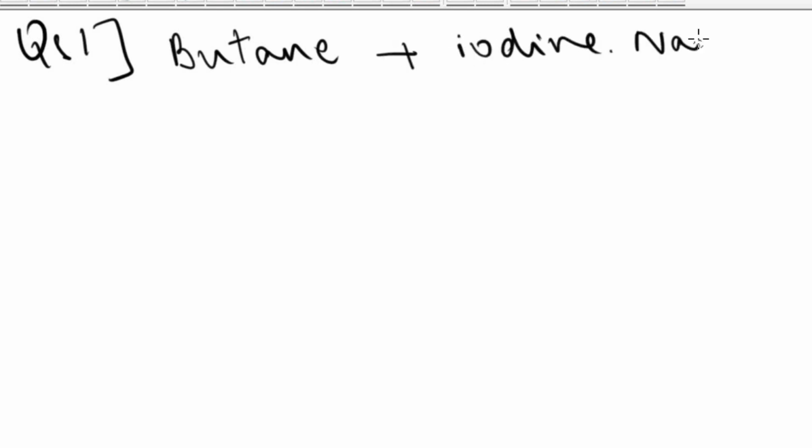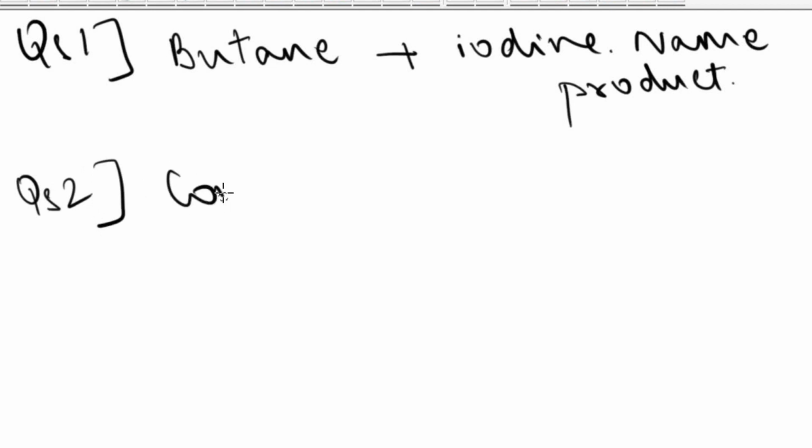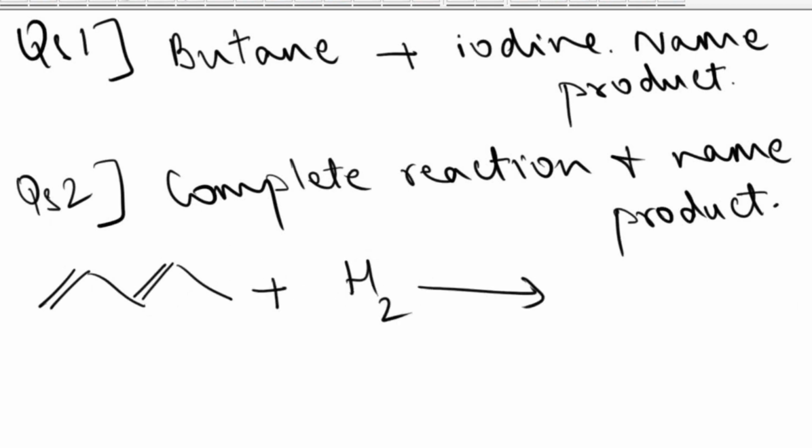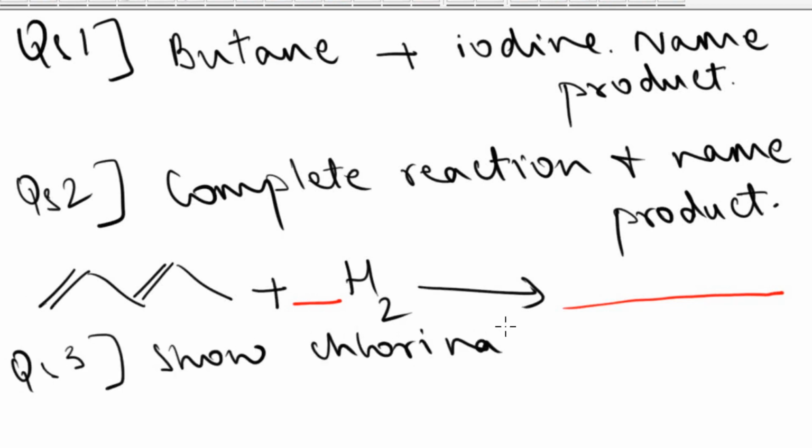Alright, moving on to the homework for today. I will give you 3 questions on reactions. The first one, I would like you to show me the reaction between butane and iodine, and please name the product. For question number 2, I will give you an incomplete reaction and you will have to complete it by filling in the red blanks and name the product as well. And for the last question, show the chlorination of propene and name the product.